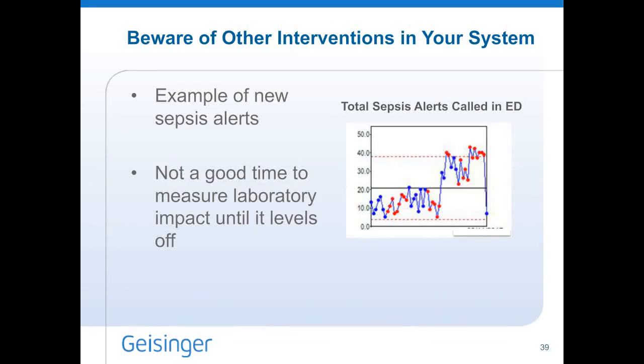Another thing that happens is here's an example of the total sepsis alerts called in our ED since we recently improved the sepsis alert system. If you're a laboratorian, you do not want to be collecting information at the time of this high variability. You either want to get your data for your lab interventions before all this variability or wait till it increases and then flatlines, kind of stabilizes itself, because these severe seismic shifts are all reasons that your data would be skewed. So this is where the historian in your organization becomes very important.